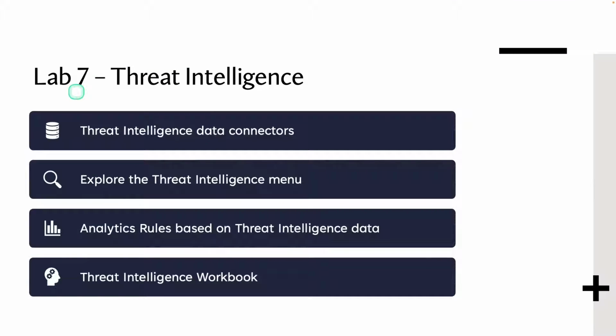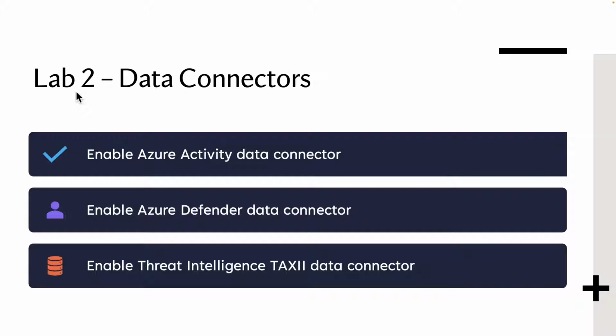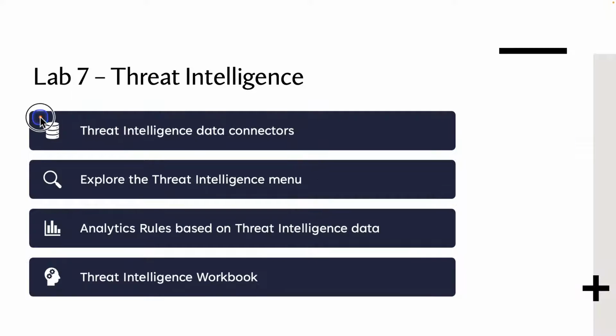In this lab exercise, we are going to learn about threat intelligence. So we will learn how to use Sentinel threat intelligence features and product integration points. During this module, we will rely on the threat intelligence data that we investigated in lab 2. Lab 2 was data connectors. So the first exercise is threat intelligence data connectors. So let's go and do that.